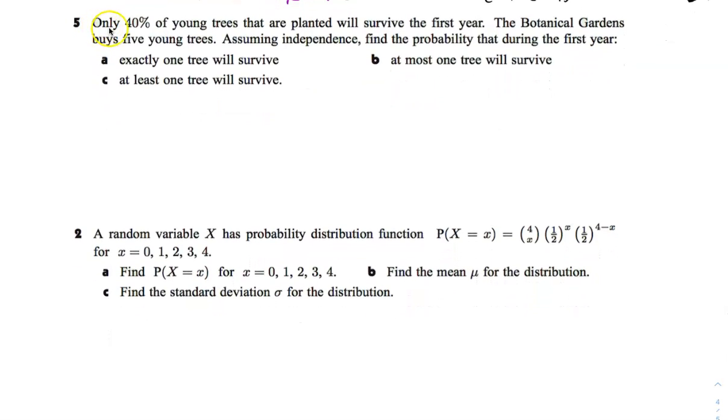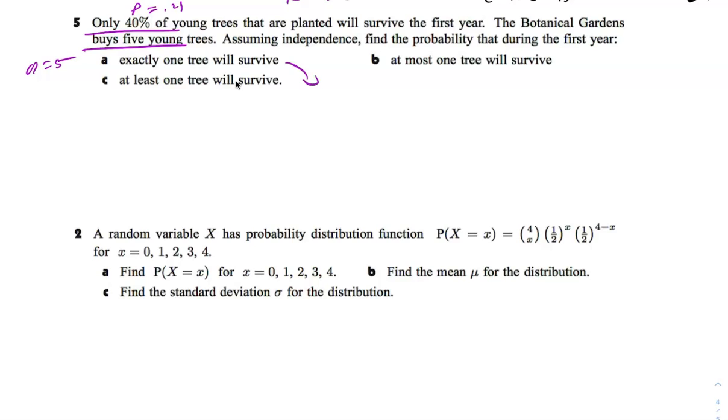Next one, 40% of young trees that are planted will survive the first year. That is depressing. The botanical garden buys 5 young trees. That's not going to end well. Assuming independence, find the probability that during the first year, exactly 1 tree will survive, at most one tree will survive, at least 1 tree will survive. Right, so this is a classic binomial question. Probability is 0.4. Your n is only 5.